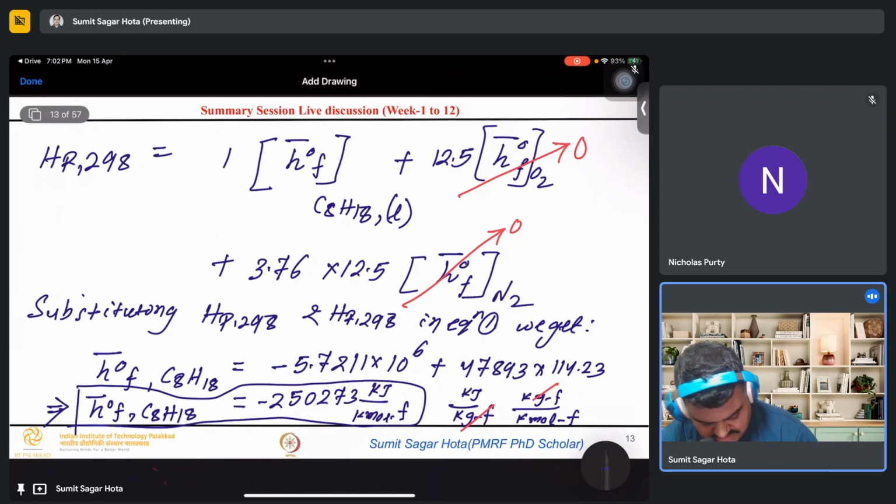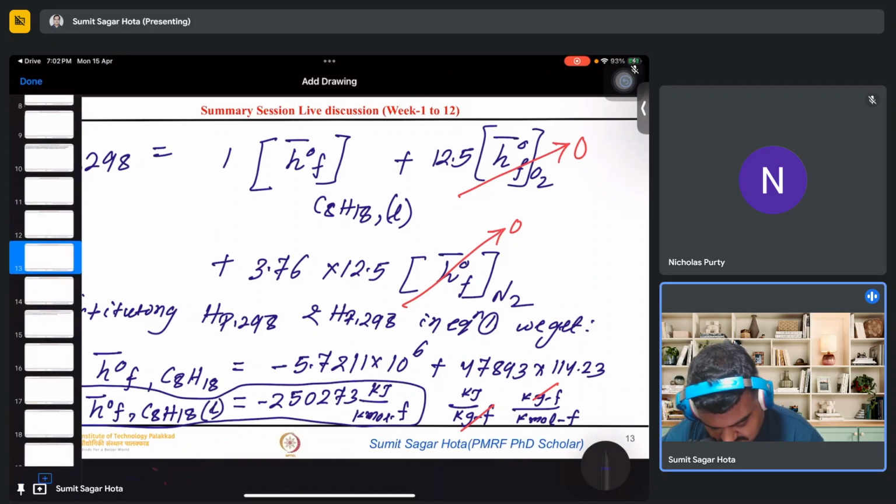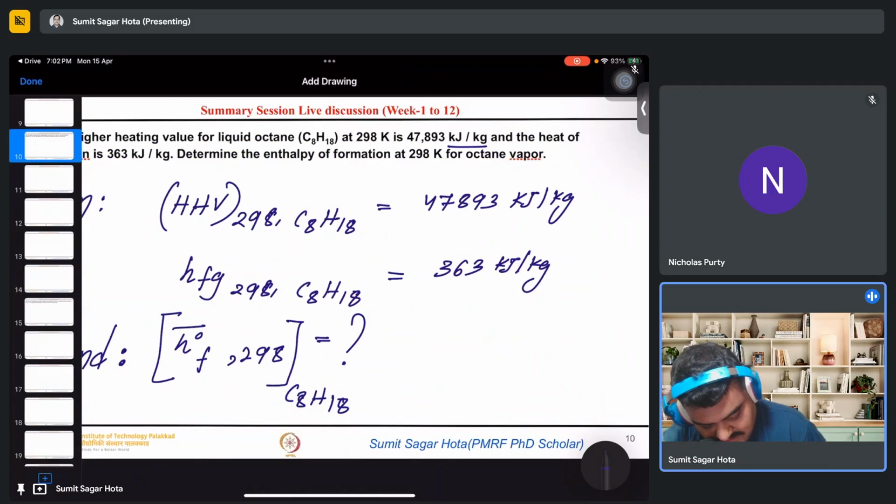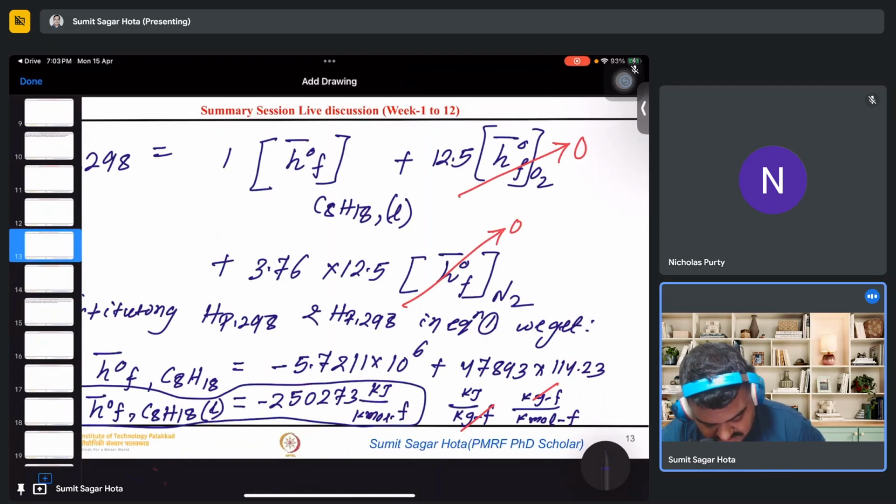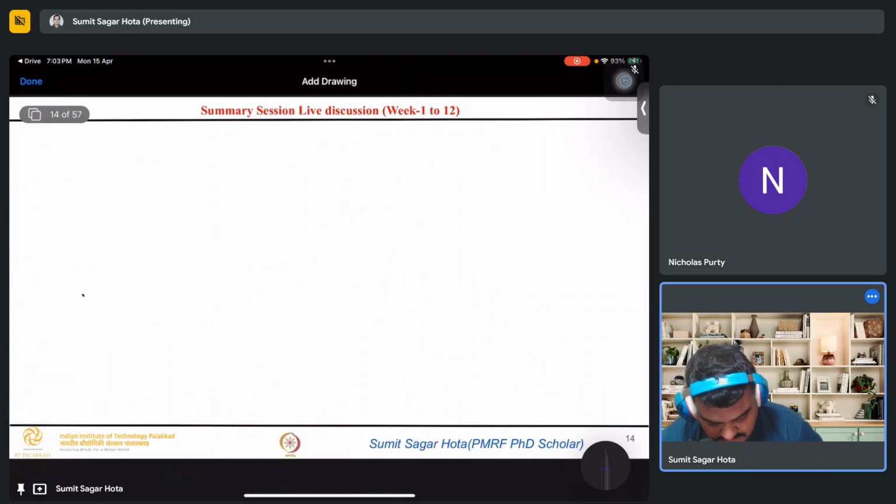If you see the question here, whatever we found out is for liquid, not the vapor, because if you read the question very carefully, they asked for octane vapor. So whatever we found now is octane liquid, not octane vapor. Obviously there will be two options: one is the octane liquid answer, and the other is the octane vapor answer. If you choose the octane liquid answer, then it's absolutely wrong. That's the reason I solved octane liquid first. Then we will go to octane vapor.